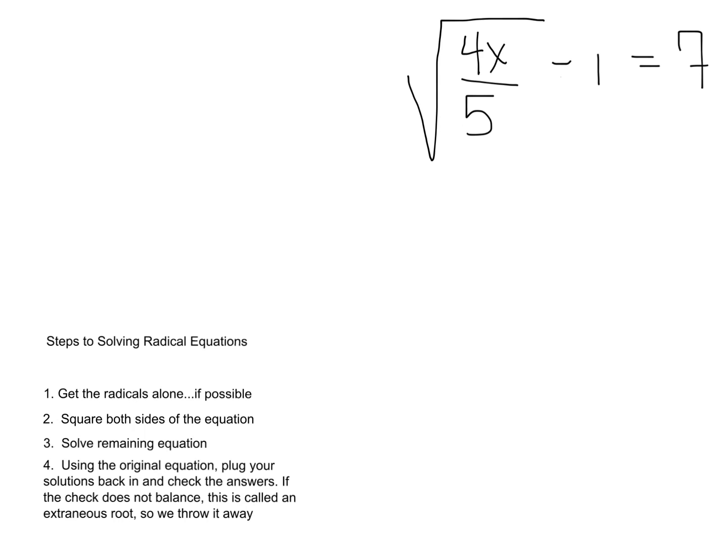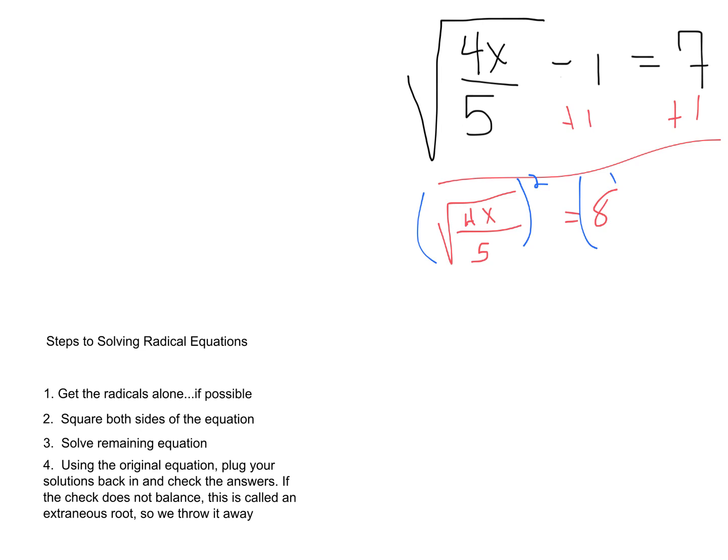Alright folks, we're back. So let's start. Get the radical alone. So add 1. 4x all over 5 equals 8. Now, square both sides. So let's square it. Not radical, because we squared, right? Silly me. Alright, so 4x all over 5 now equals 64.